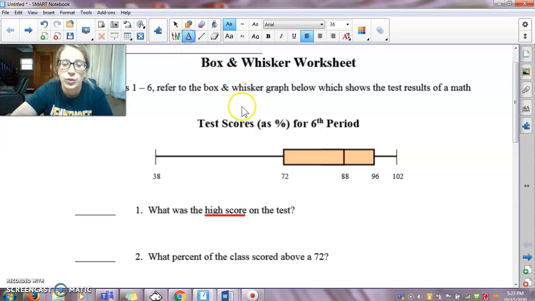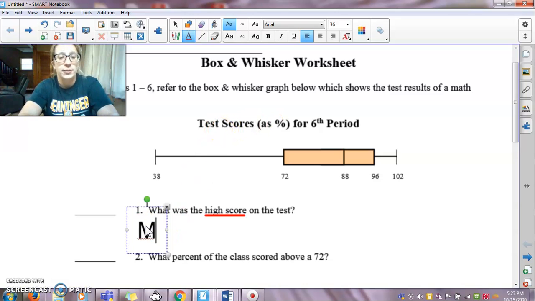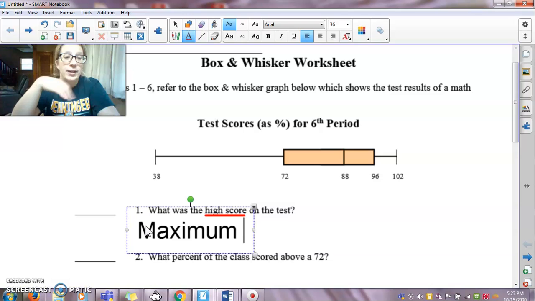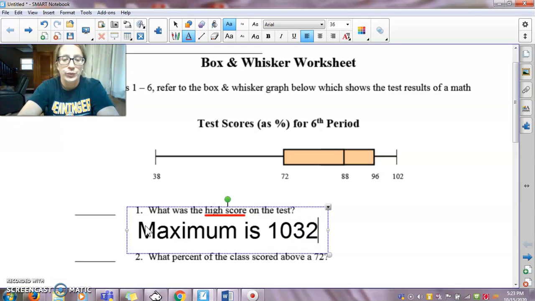So we would go into our picture and we would look at the higher end, almost like it's a number line, and the value that we see that is being used is 102. And if I look back at my title, test scores as a percent for 6th period, that tells us that this 102 represents 102% from a test. So we can say that the maximum, remember that means largest or biggest, is 102%.